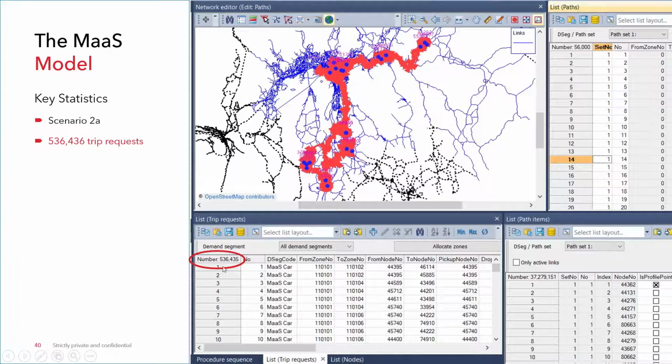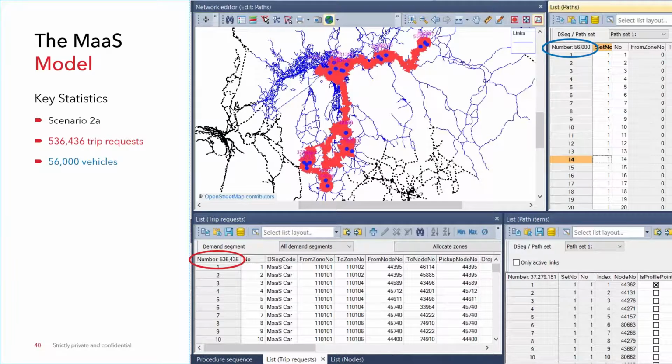Each line you see in this box here represents one trip request. And we know for every trip request the precise pickup location, drop-off location, and the time of day they wish to travel. This is our input to the system.